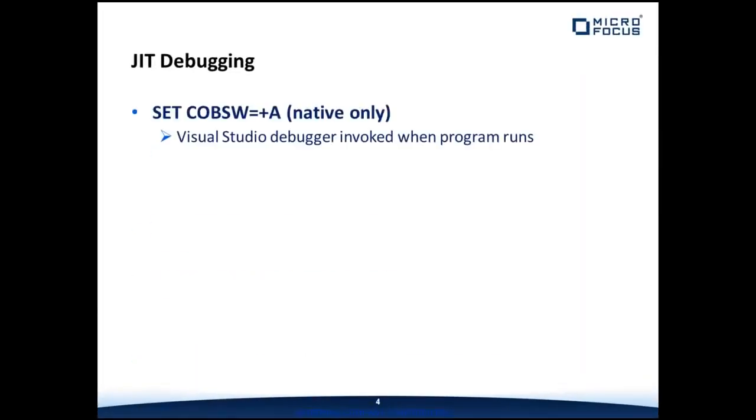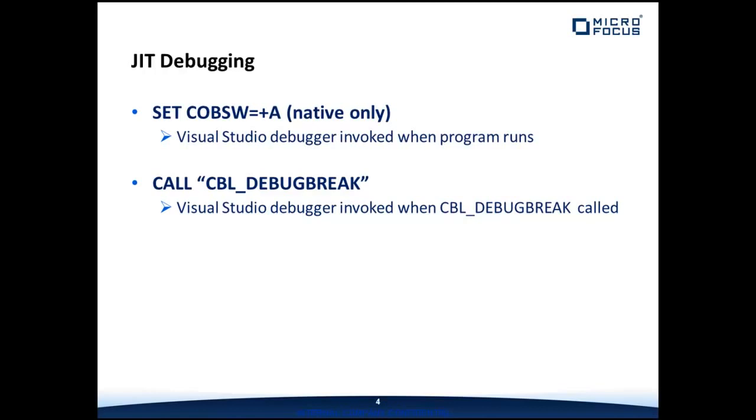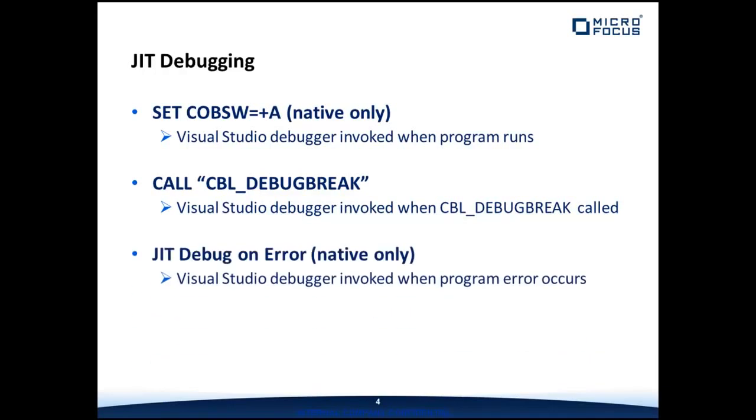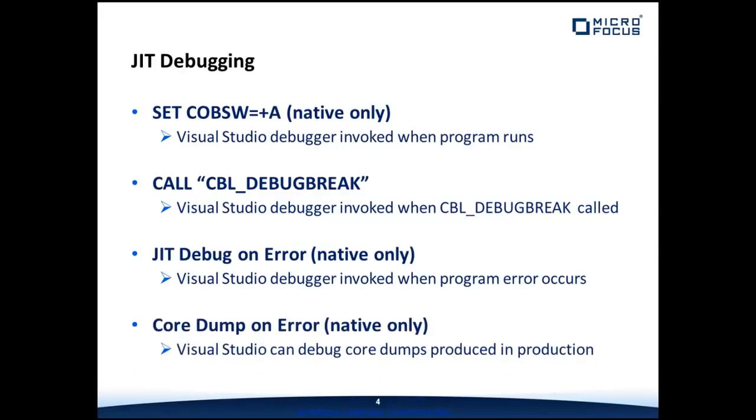Some of the JIT debugging options that are available to you are: set COB_SWITCH equal +A. When you set this environment variable and run a COBOL program, the Visual Studio debugger will automatically start. You can embed calls to CBL_DEBUG_BREAK within your program, which will also start the Visual Studio debugger. When an error occurs in your program, the Visual Studio debugger will automatically be invoked. And you can create a core dump in production that can then be debugged on your development machine using Visual Studio. Let's take a look at some of these JIT debugging options.